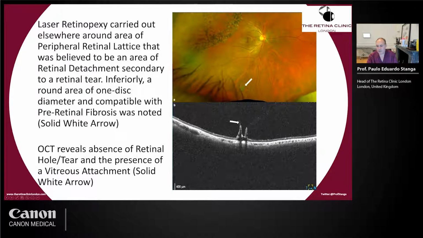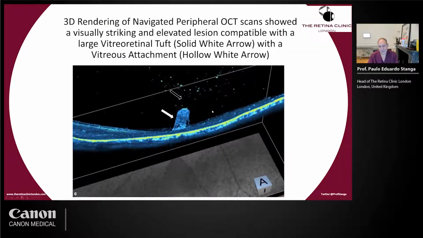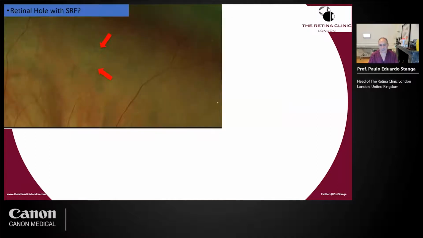However, look at how interesting the cross-sectional view of this finding is. And this is the 3D rendering. It looks like a giant vitreoretinal tuft, and you can see the vitreous attached, but it's reassuring that there's no rhegmatogenous lesion associated. And we see it as flat. However, it is certainly not flat in real life. This is another case where we changed management thanks to this technology.